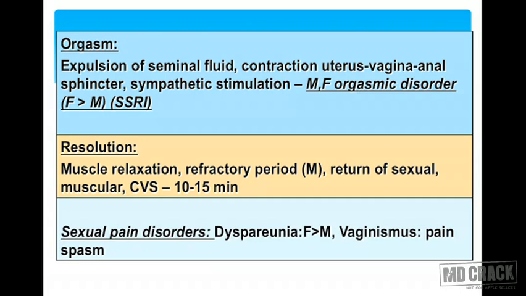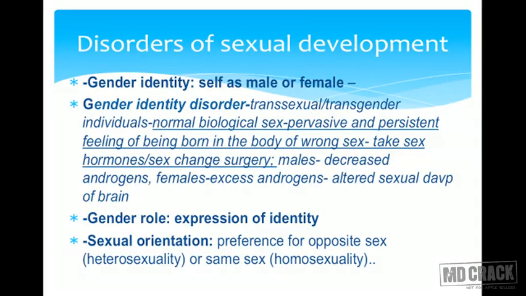On the same slide, the last row is not about a stage of the sexual response cycle, but a disorder, which I don't have a place to mention otherwise later. That's why I mention it here. It's a different disorder. It's a pain disorder. It's called sexual pain disorder, and it's called dyspareunia, which is more common in females as compared to males. And also you have another disorder called vaginismus, which is pain associated with severe spasm. So this is about the sexual response cycle stages, and we just mentioned the sexual pain disorder.